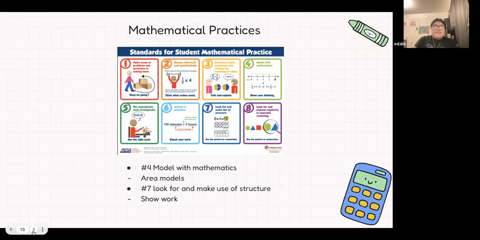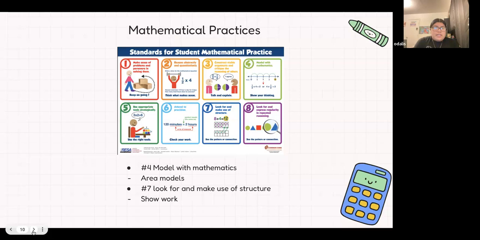Okay, so for some of the mathematical practices that we are hitting during our lesson plan here, we are hitting number 4, which would be model with mathematics. So we are hitting this by using area models to help students understand how to multiply with whole numbers, whether it be 1 digit or 2 digits.